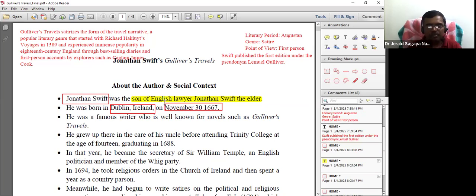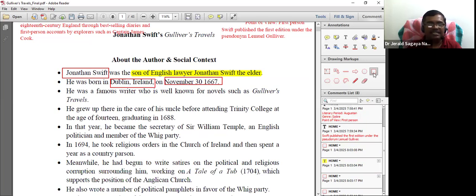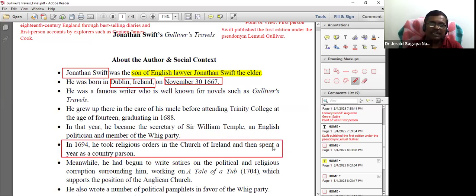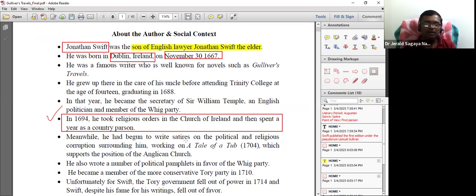And then come to the important information. In 1694, he took holy orders in the Church of Ireland and then spent a year as a country parson. He became a priest. And when we say taking religious orders, which means he became a priest. Then he worked in the countryside as a pastor, and then he wrote a very famous work, A Tale of a Tub, which supports the position of the Anglican Church. And then he started becoming a pamphleteer.